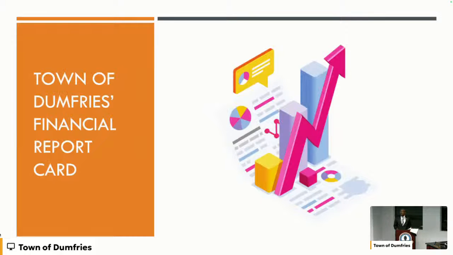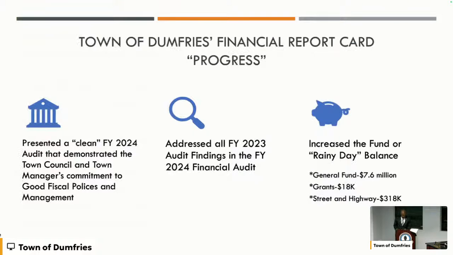So how is the town of Dumfries performing? The town has made progress towards being a well-managed government. The town of Dumfries presented a clean audit to this council in 2024. The audit showed that the town council and town managers had a good commitment to good fiscal policies and fiscal management. The town's 2024 audit addressed all of the concerns of the town's 2023 audit findings.